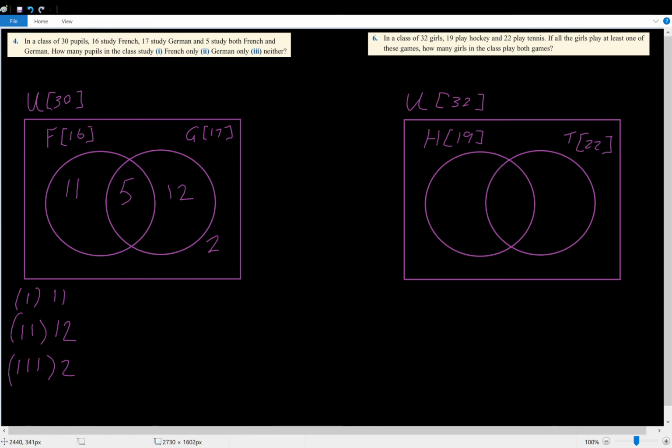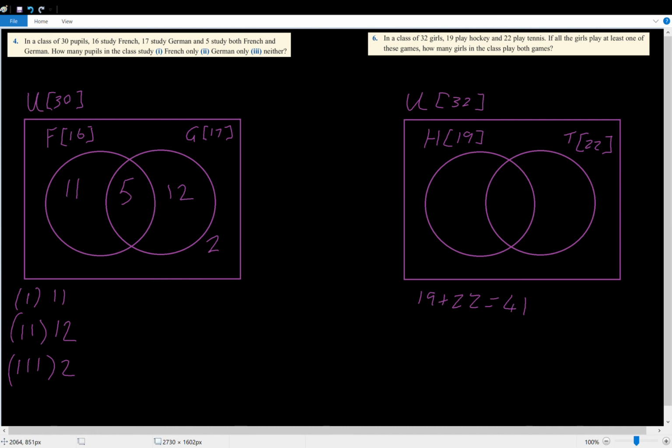Now the question specifically says all the girls play at least one of these games. So there are no girls outside of these 2 circles. They're all going to be contained entirely inside of these. Now we should start with the middle, but we haven't got any information on this. So what we're going to do is look to the numbers that we do have. There's 19 playing hockey and 22 playing tennis. If you add 19 and 22 together, you get 41.